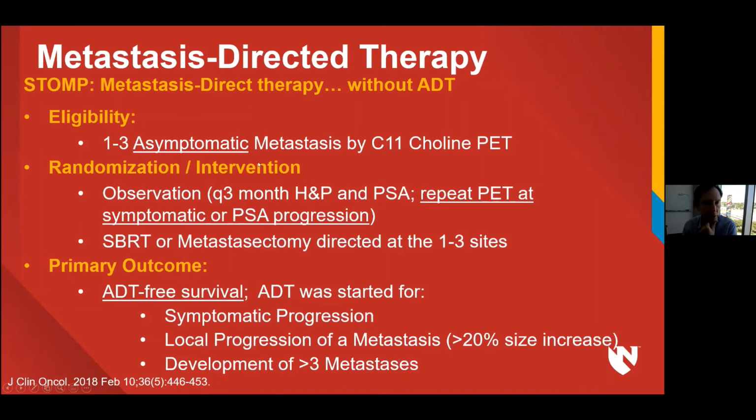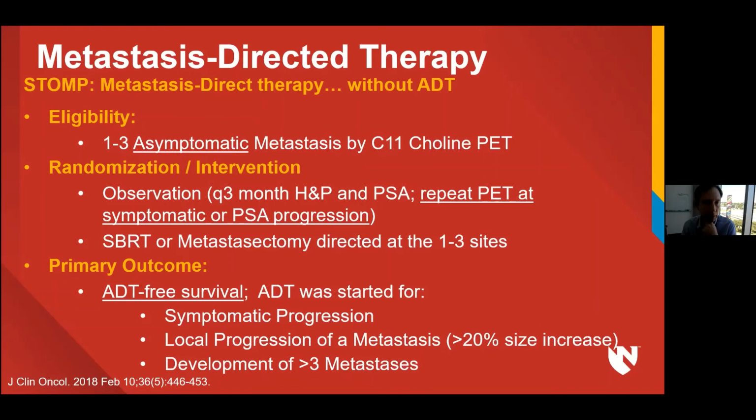Those in this study that were eligible were patients that had prior primary treatment for prostate cancer and developed metastasis that they identified by an older PET imaging, C11 choline, which is not routinely done at our institution. They defined oligometastasis as 1 to 3 asymptomatic metastases that were occult on standard conventional imaging.